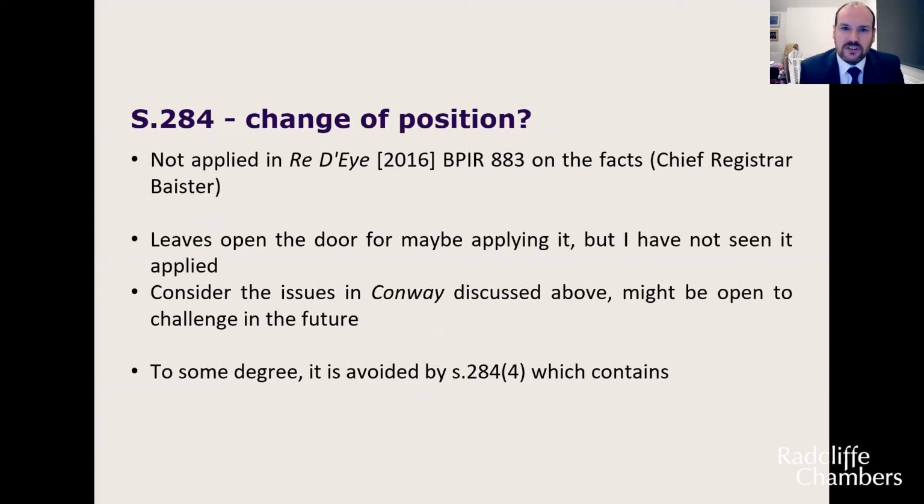Change of position, does it exist in 284? Well, it was kind of raised in the case of Re Dye in front of the former chief registrar, Baister. Baister kind of left open the door for it to happen, but he trashed the facts of that case and stated that under the circumstances of that case, change of position simply could not exist. He kind of held that change of position probably shouldn't work its way into 284, but doesn't necessarily do so explicitly. And I don't know of any other cases where it has been applied in 284. So it might be out there, but really we don't see it.